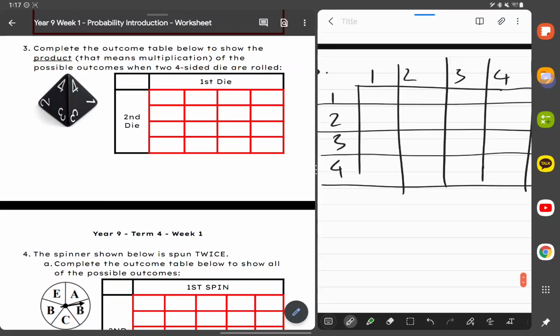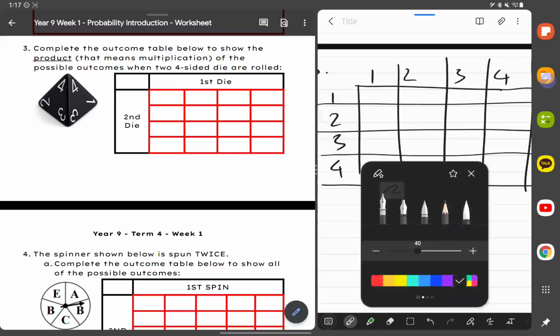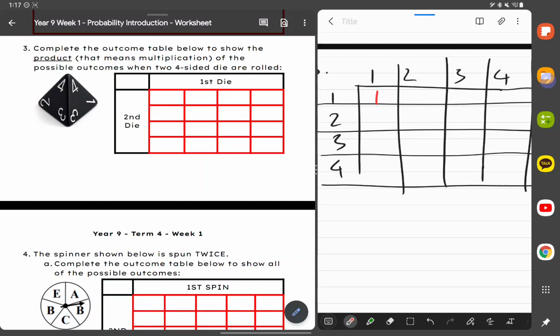All right. The product. So if I get 1 and a 1, it means I times 1 by 1. I go 1 times 1. Let's change the color real quick. It's a 1. If I get a 2 and a 1, that's 2 times 1. That's a 2. 3 times 1 is a 3. 4 times 1 is a 4. Okay, next one. 1 times 2 is a 2. What about this one here? 2 times 2, I get a 4. If I get a 2 and I get a 3, that's 2 times 3, I get a 6.